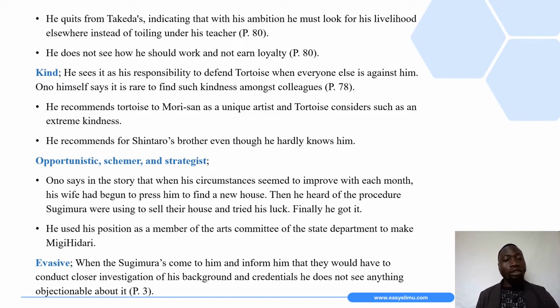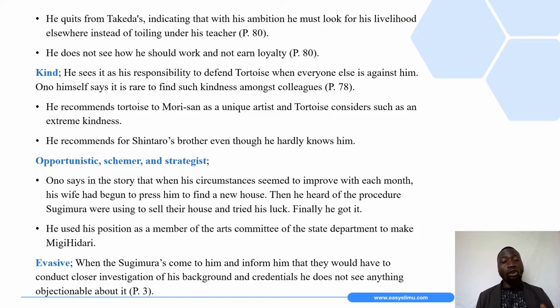We are also told, dear students, that Ono is kind. Ono sees it as his responsibility to defend Tortoise when everyone else is against him. Remember, Tortoise was also one of the students who stayed at the villa. He was slow and was not really good at painting. So Ono defended him when everyone else was against him. Ono himself says it is rare to find such kindness among colleagues. Again, he recommends Tortoise to Morisan as a unique artist, and Tortoise considers it an extreme kindness.